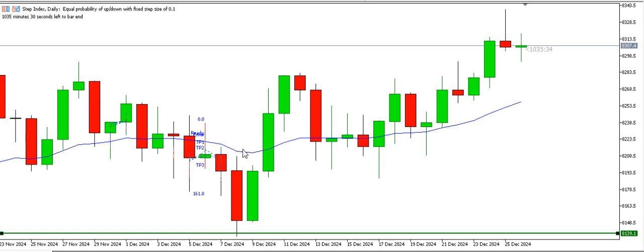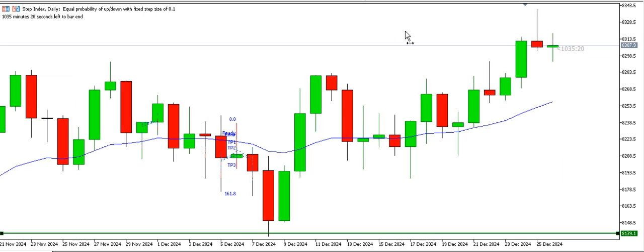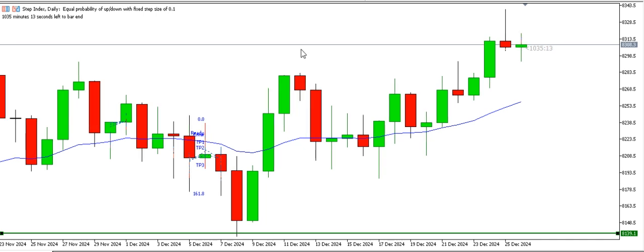Hello guys, today we'll be looking at how we can scalp step index on the 1 minute time frame. Now I have step index on the screen, and the first thing to do is to try to analyze what has happened on the higher time frame.